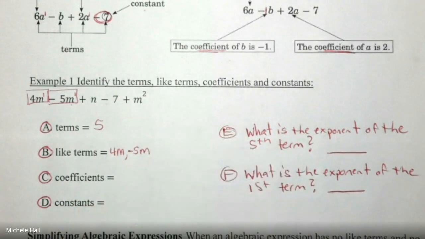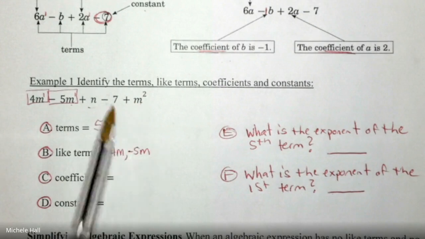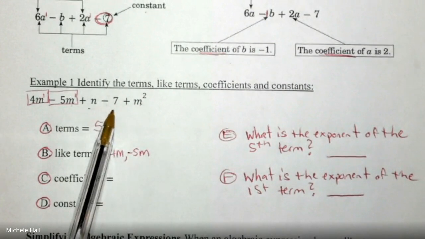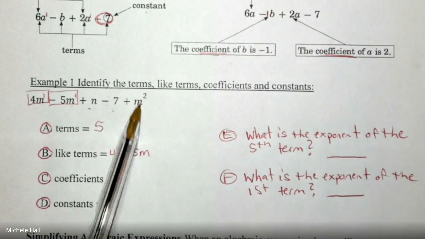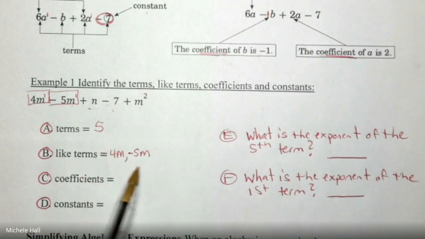Do we have any other terms that we can combine together? I have an n term, but I don't have any more n's. I have -7, but I don't have any other numbers I could combine with that. And there are no other m squared terms. So these are the only like terms that I could simplify.